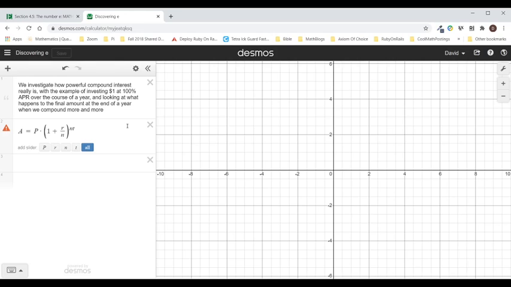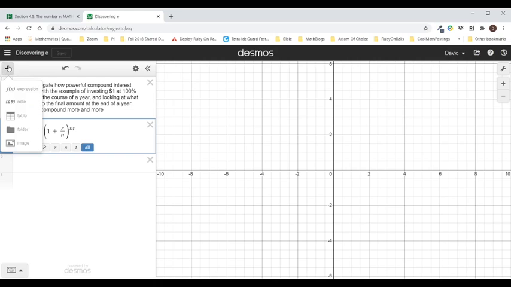And we want to look at what happens to the final amount at the end of a year when we compound more and more. Now what's sitting right here is just the compound interest formula. This actually just comes from what we were doing about a week ago, where you keep calculating rows and just watch the pattern. There's nothing deep mathematically about this, which is really kind of cool.